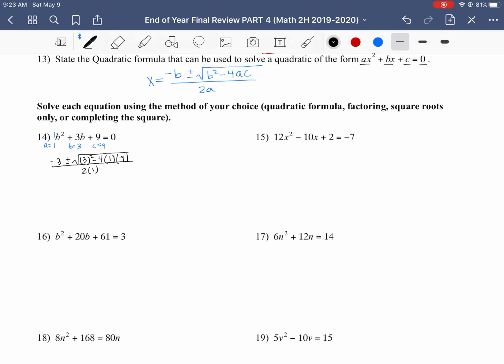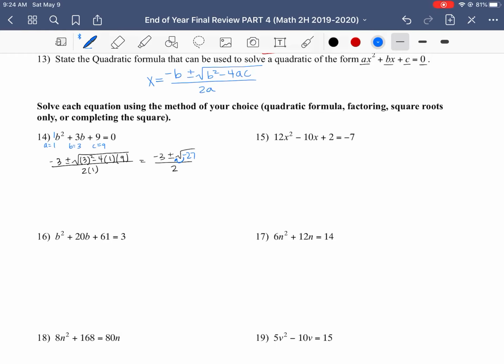And then we just simplify. So again, remember that negative 3 stays out front, and we're all over 2 times 1. So we start by simplifying the radical. Inside, we've got 3 squared, which is 9, minus 4 times 1 times 9, which is 36, negative 36. So 9 minus 36 is a negative 27. Okay. And then we're just simplifying from there.